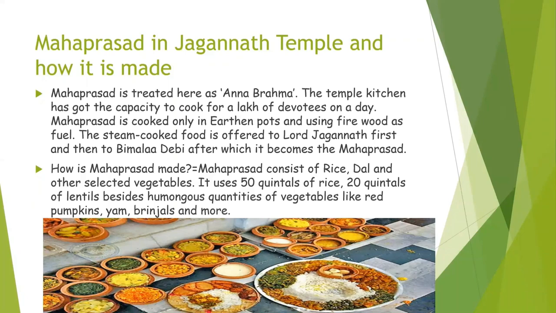How is Mahaprasad made? Mahaprasad consists of rice, dal and other selected vegetables. It uses 50 quintals of rice, 20 quintals of lentils, besides humongous quantities of vegetables like red pumpkins, yam, brinjals, and more.